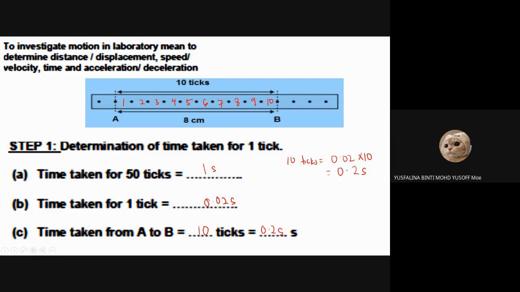Is it okay for time? Any question you want to ask? You don't understand, you want to ask teacher?